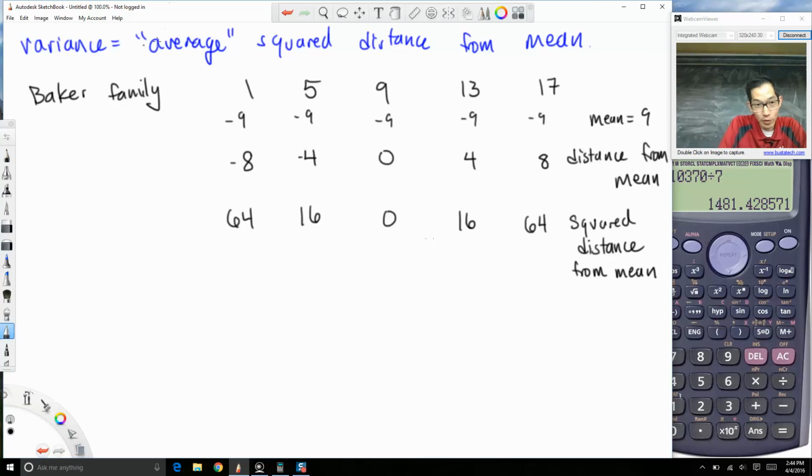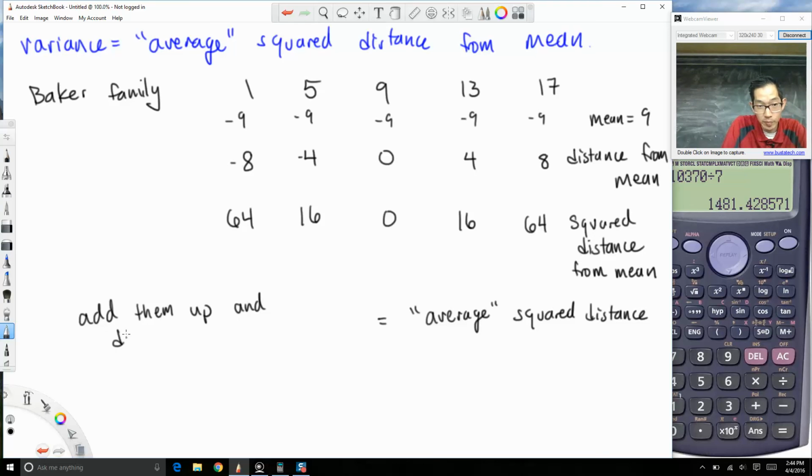But I have quotes around average, and so what we're going to do when we do the quote-unquote average square distance is add them up, and rather than dividing by 5, we're going to divide by 1 less than 5. We're going to divide by n minus 1. So the average square distance: add them up and divide by n minus 1. Okay, so rather than dividing by n, you're going to divide by n minus 1.